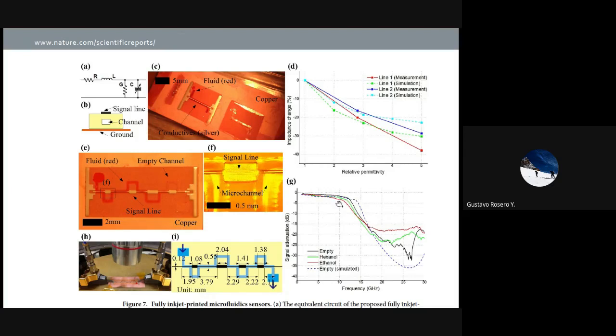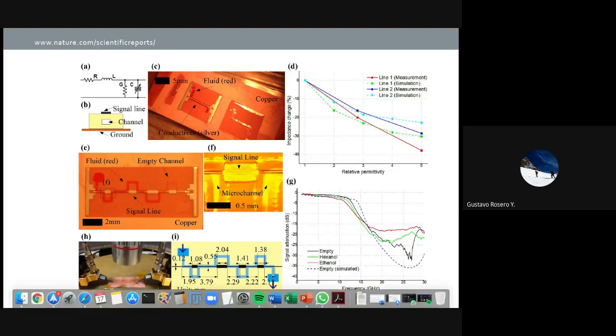You can also measure the growth of the cells. Also, it's possible to measure dead cells. There are different applications when you introduce electrodes between the channels. Okay, thank you for your attention. This is all.